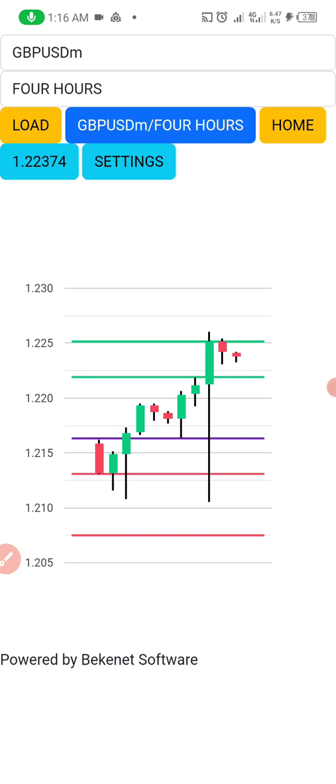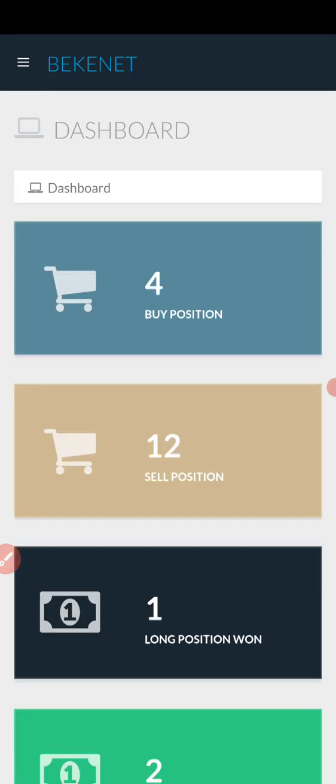You understand? Once price gets to them, they always react to it. You understand? Then you can take it as take profit and all that. So that is how you use the chart. Then you can click home and go back to the main menu.